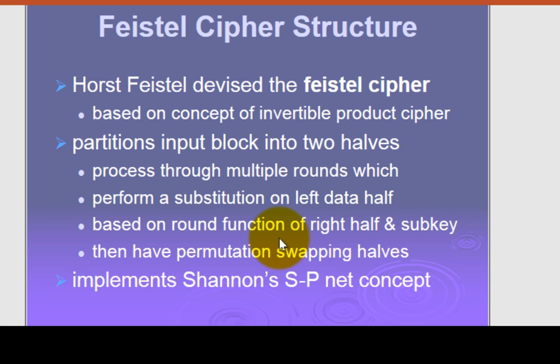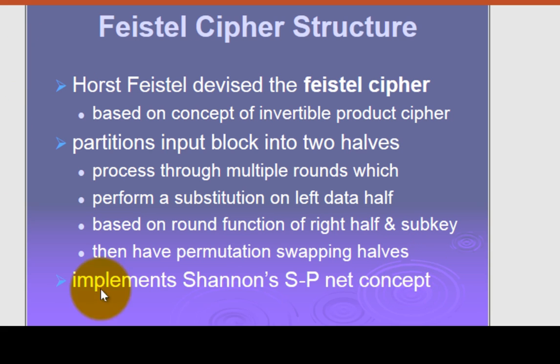The same process is repeated. By doing this process repeatedly, the ciphertext becomes very complex, based on the round function of the right half and the subkey. And you have used permutation, swapping halves. After the round function is calculated for the left half of the data, both halves are swapped using the permutation. The left half is swapped to the right half, and the right half is swapped to the left half for the next round.